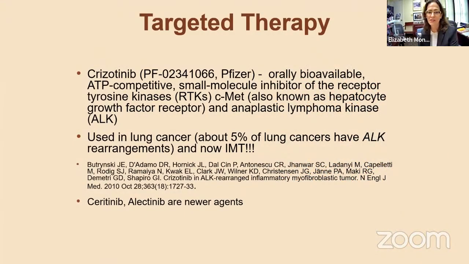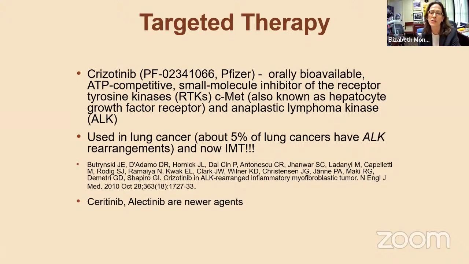Of course, nowadays, the cool thing about the ALK rearrangement is that it's targetable. And crizotinib was the first drug against the ALK target. The good thing about it is you can take it by mouth. And the nicer thing about it is it reacts against several receptor tyrosine kinases. And of course, it was initially used in lung cancer. Only about 5% of lung cancers have ALK rearrangements, but lung cancer is so common that 5% of a big number still helps a lot of people.